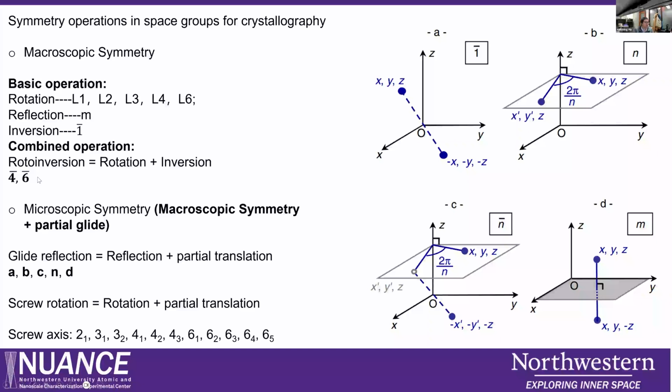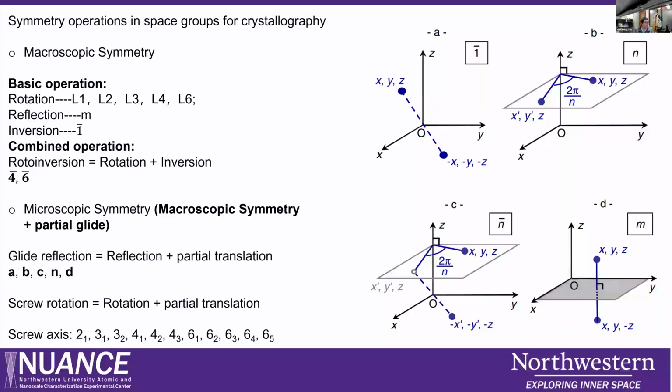All of these, the basic ones and the combined ones, belong to the microscopic symmetry. These never contain any translational feature. But there is another kind, a combined operation of microscopic symmetry plus partial glide, partial translation. Because, for example, if the lattice is A and you translate by A, it is a full translation. It must be a partial glide.